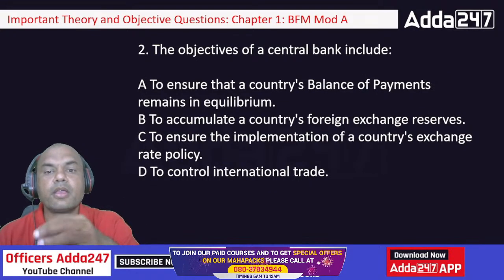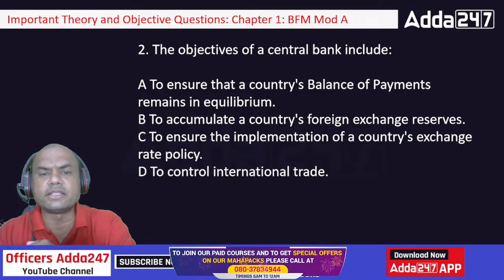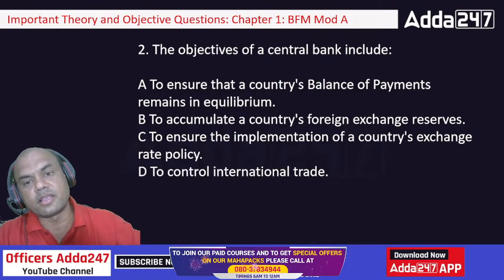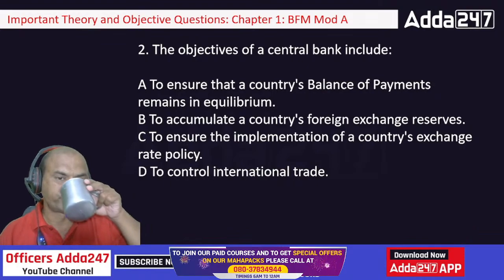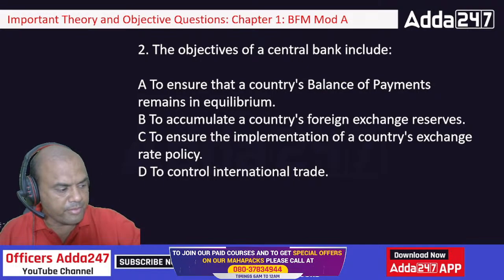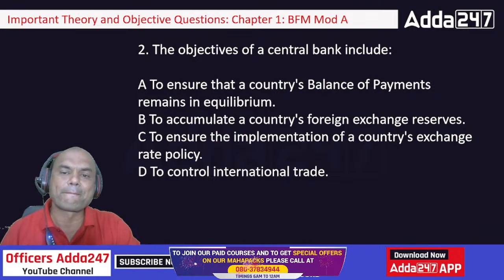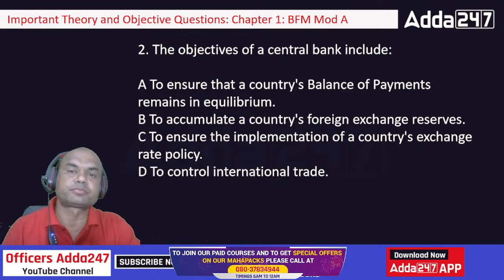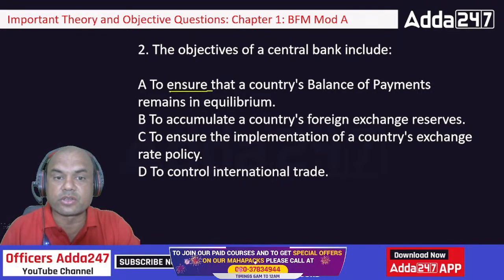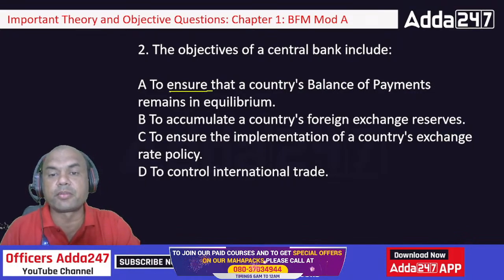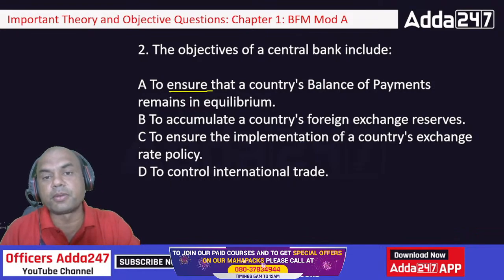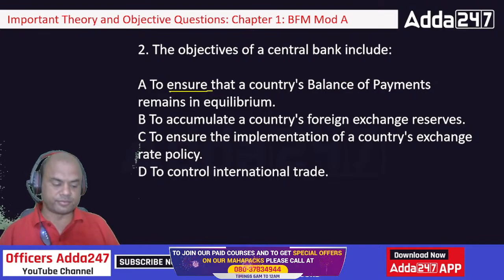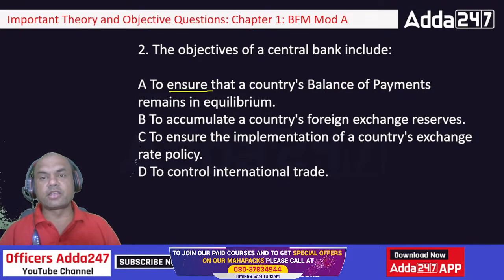Okay. The objectives of the central bank include, meaning why is there a central bank? Central bank means RBI. Why do we have RBI? To ensure that a country's balance of payment remains in equilibrium. So it means RBI keeps the balance of payment in equilibrium. Does it do so? Tell me, everyone. Does RBI keep the balance of payment in equilibrium?